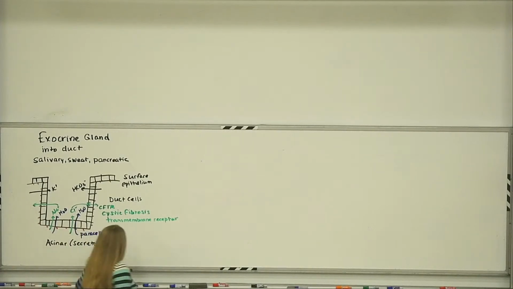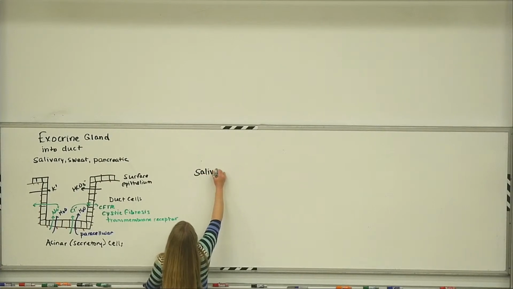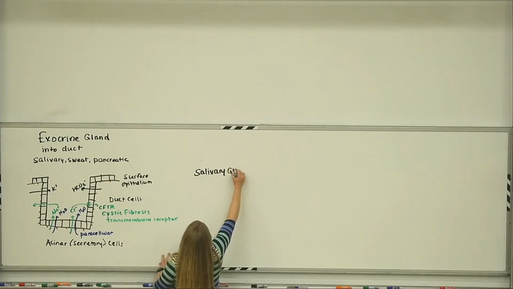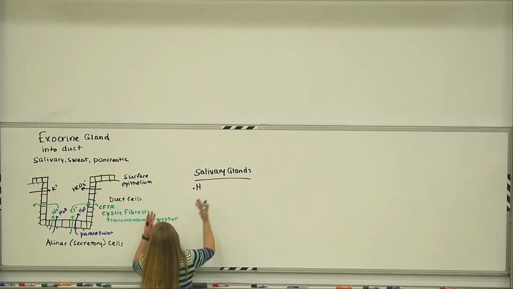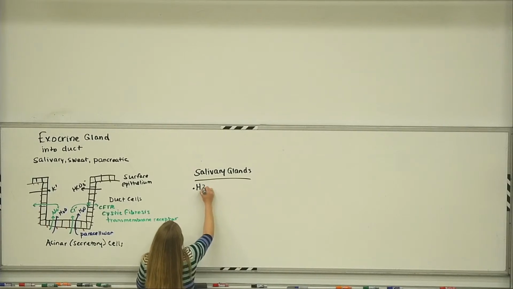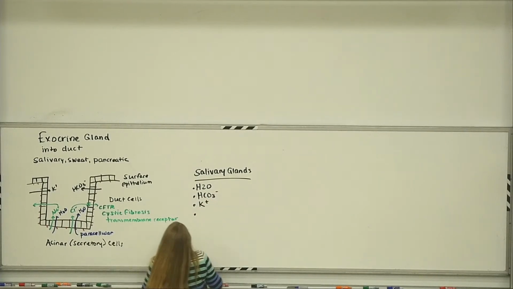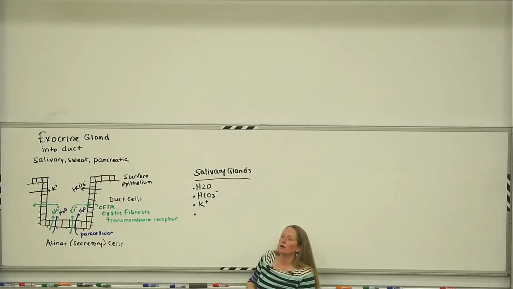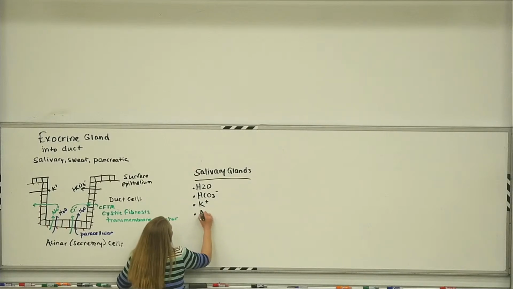But talking now about salivary glands, we can say that the saliva itself is comprised of this water that we've put through, the bicarbonate, potassium, and then specifically for saliva, we're also going to create an enzyme or release an enzyme called amylase.